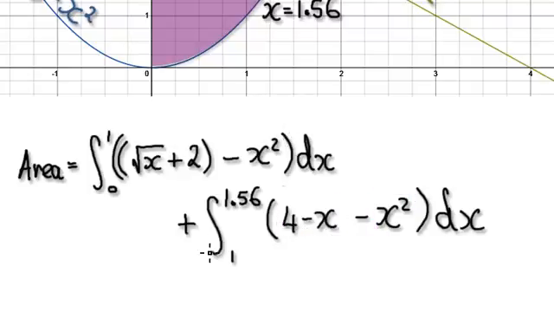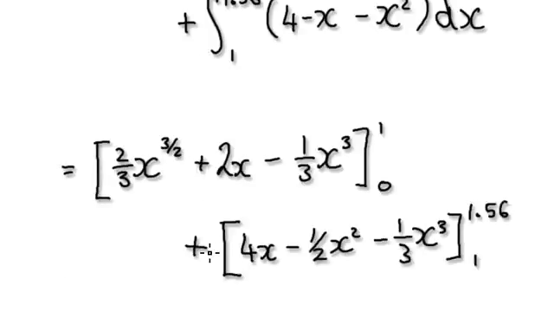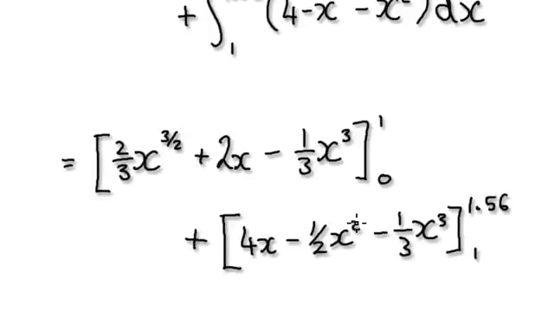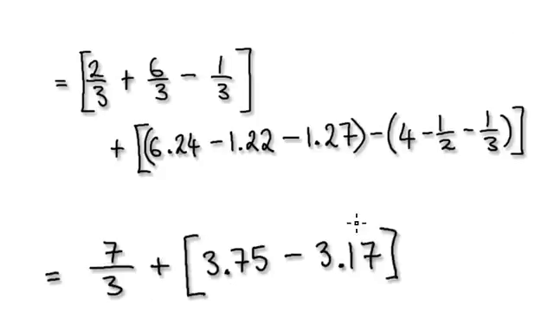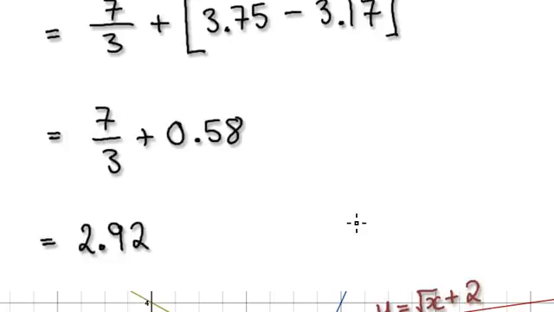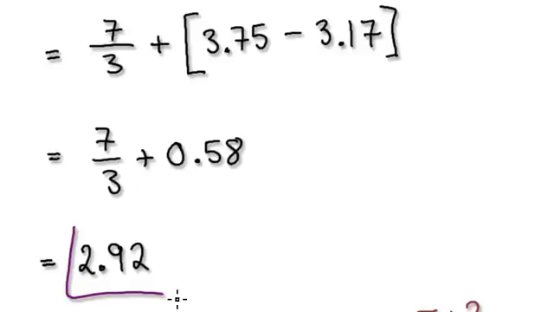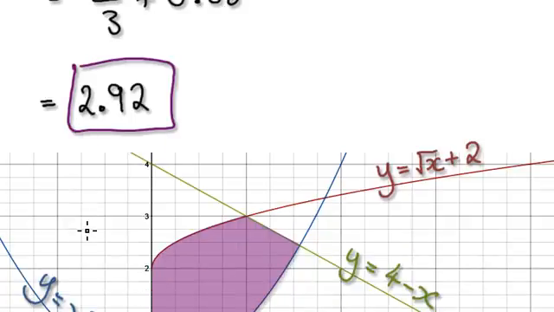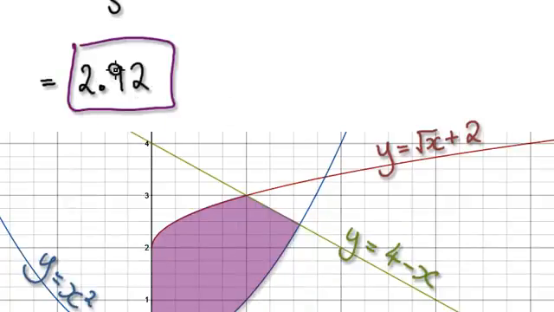Then integrate, and it should give you roughly 2.92. When you get to this stage, look back at your original graph and double check. The area should be slightly under 3.